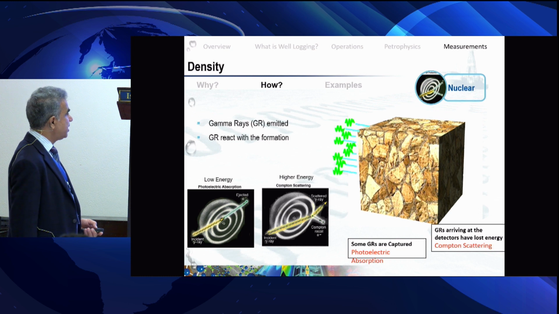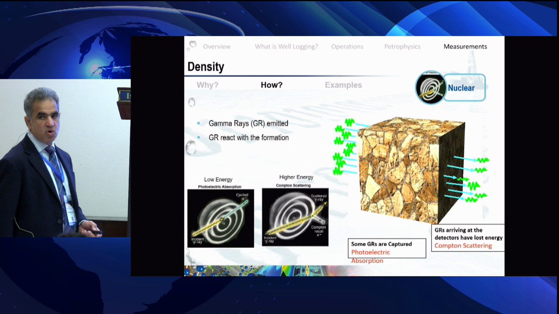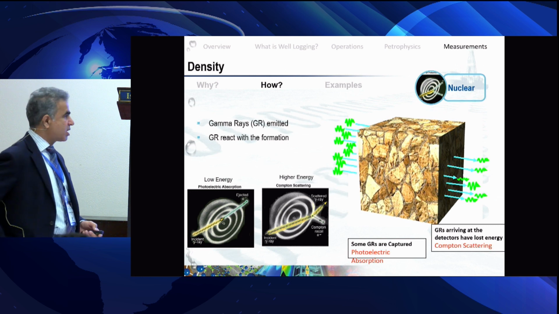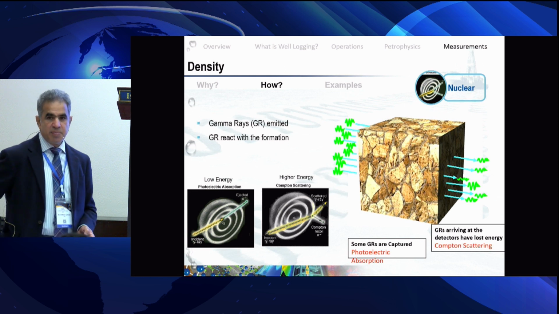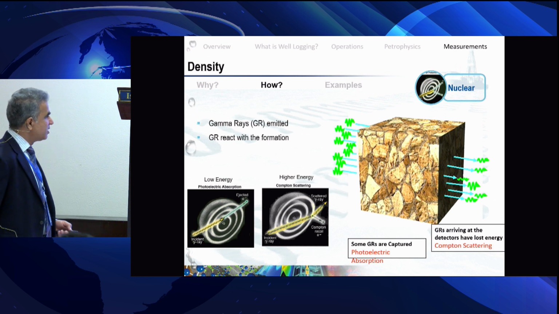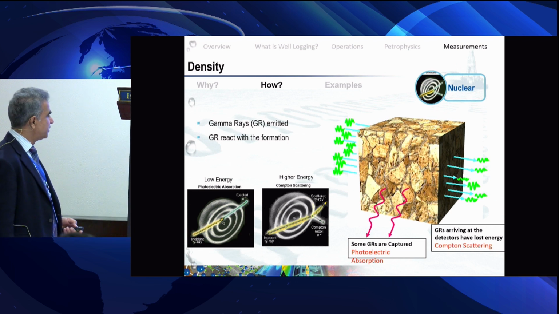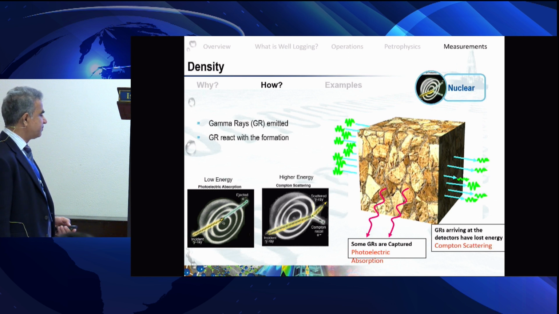So you see these green gamma rays passing through the rock and leaving the rock with certain interactions. Some are absorbed, some are captured, reduced, some are slowed down. So what you get at the detector is different from what is left from the source. Some gamma rays are captured; this is the photoelectric absorption effect.